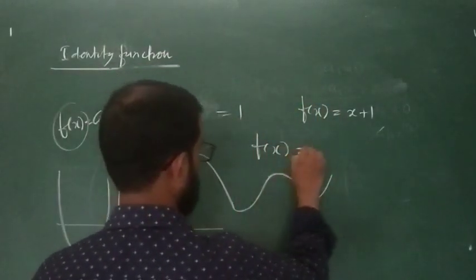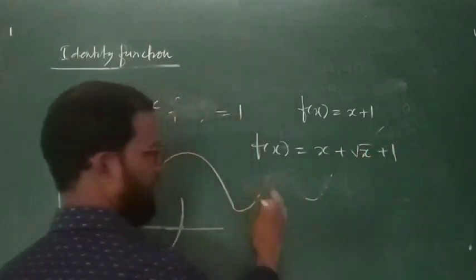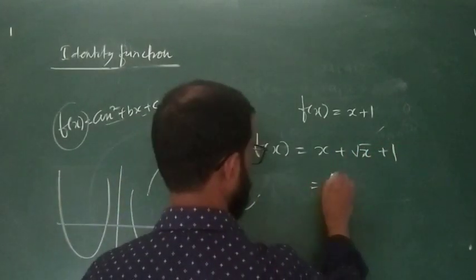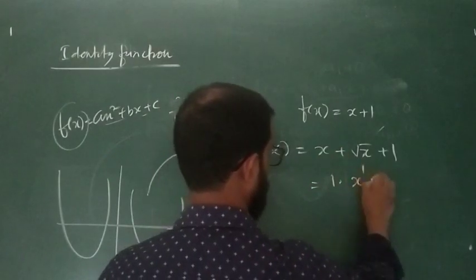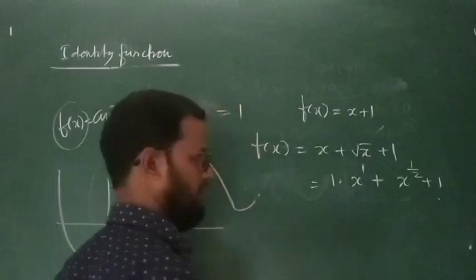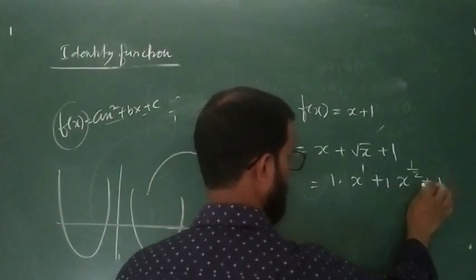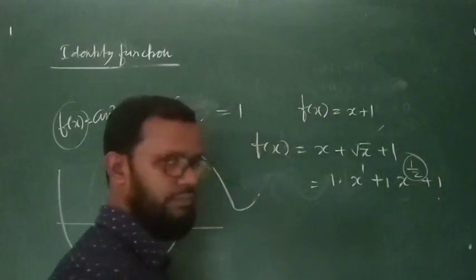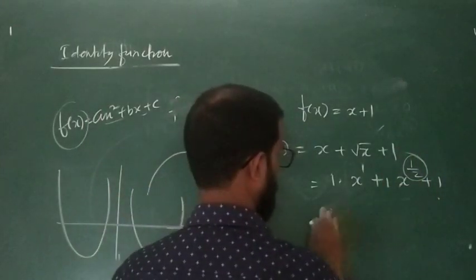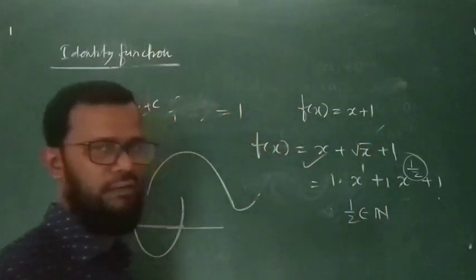Yes, a particular example I have taken. Suppose f(x) equals x plus root x plus 1. Is it a polynomial or not? Let us check. This x has power 1. What is the power of the next term? It is half. For the last term, there is no power. The coefficient is 1, all are real numbers, but what is the power of this x? It is half, and half is not a natural number, and therefore it is not a polynomial.